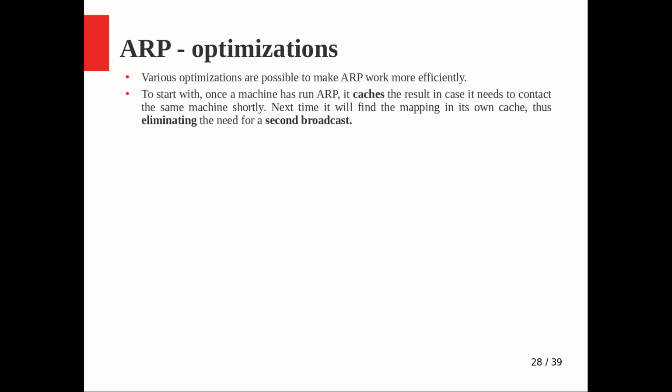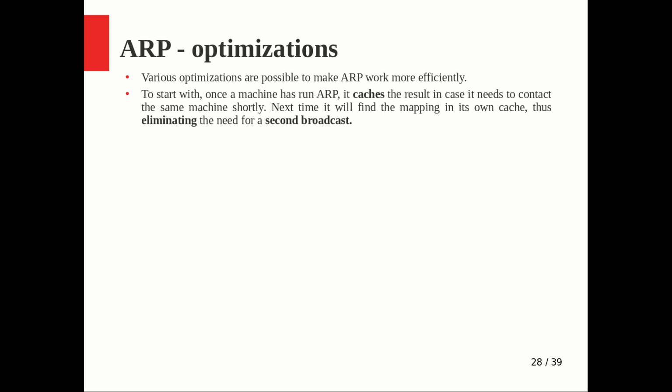Now let's see something about the optimization part. Various optimizations are possible to make ARP work more efficiently, right? Every time you will be thinking whether we have to broadcast every time or not. Why don't we have some optimization? Of course, you can have some optimization, like you can cache that mapping information.